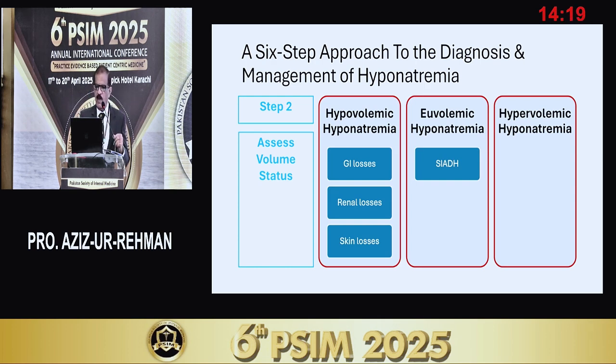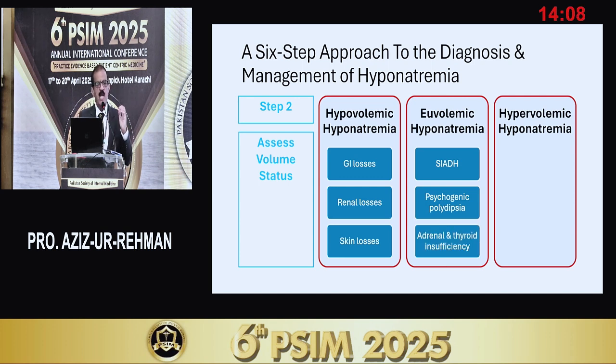Or euvolemic hyponatremia, the best example is syndrome of inappropriate ADH secretion or psychogenic polydipsia. In both, there is slight expansion of the extracellular compartment. But in adrenal deficiency and thyroid insufficiency, the volume may actually be slightly contracted, but all these are classified as euvolemic hyponatremia.